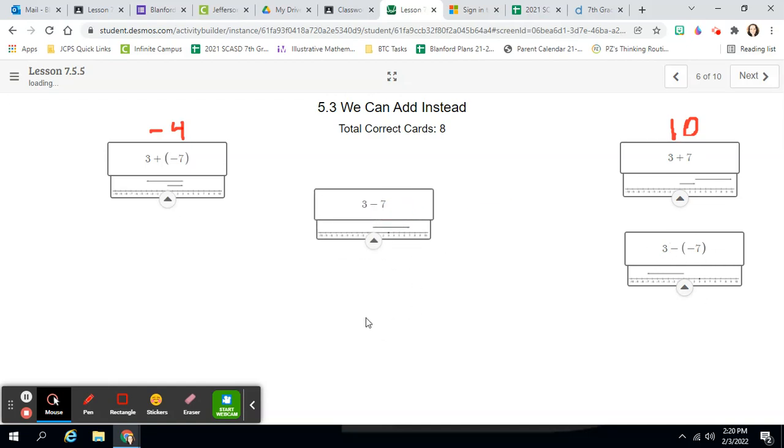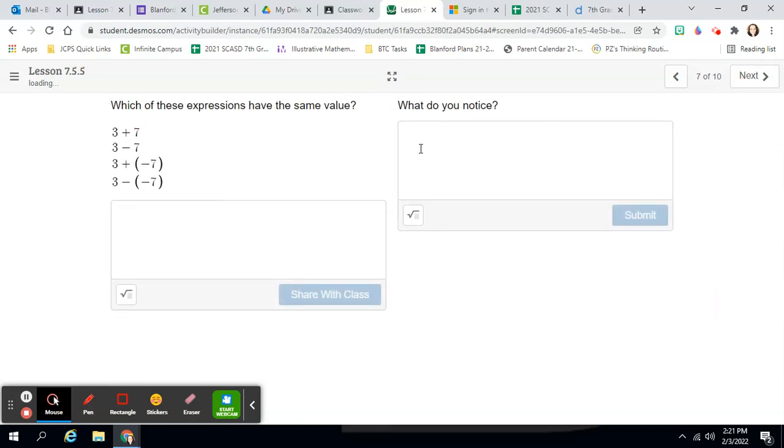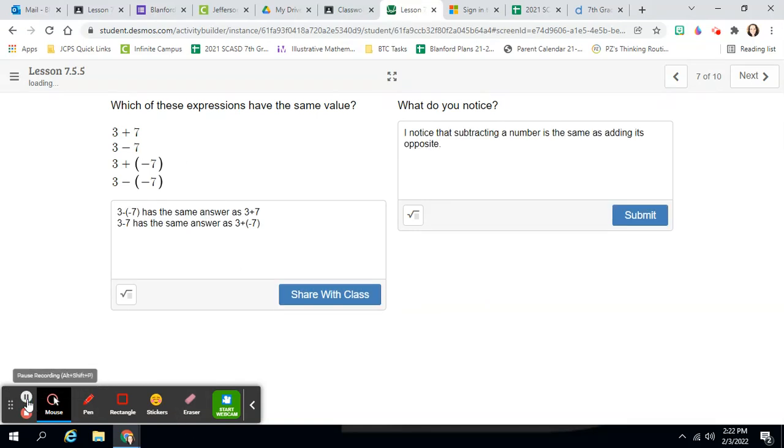So let's take a look at this. For this one, we're starting with our 3 puffs of air, but now we're going to take away 7 puffs of air. If I'm getting rid of puffs of air, my hot air balloon is going to go down and it's going to end up at -4. So these two match up with the same answer, and these two match up with the same answer. So we just need to add that into our work here. You can go ahead and make sure you've got that.